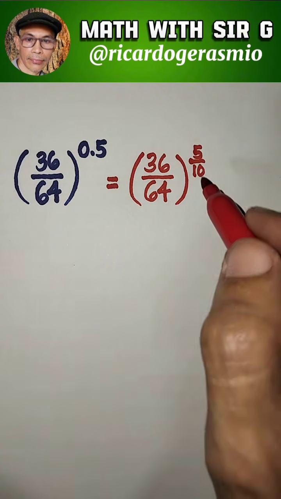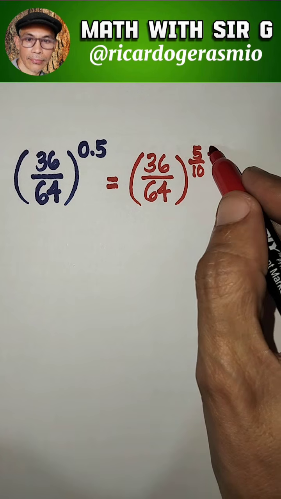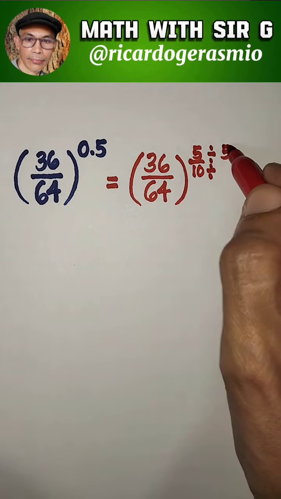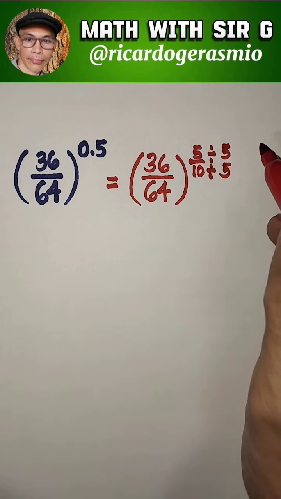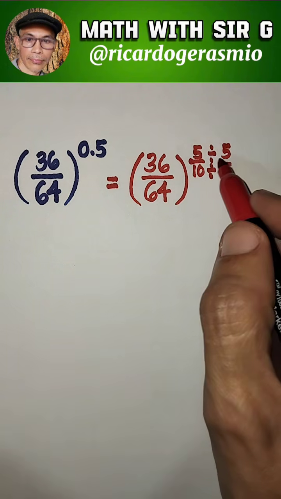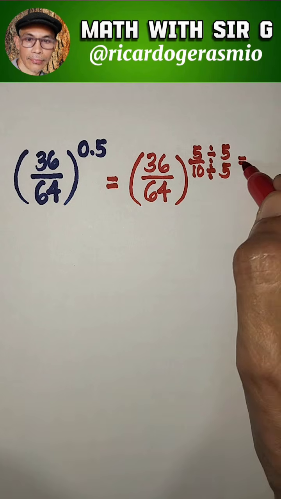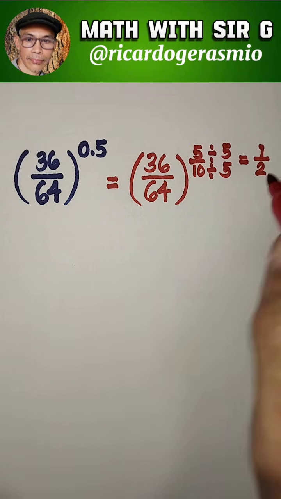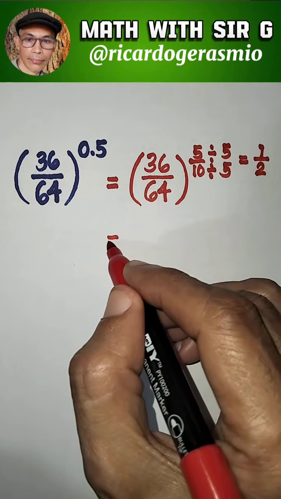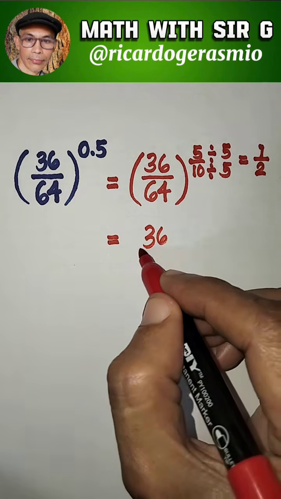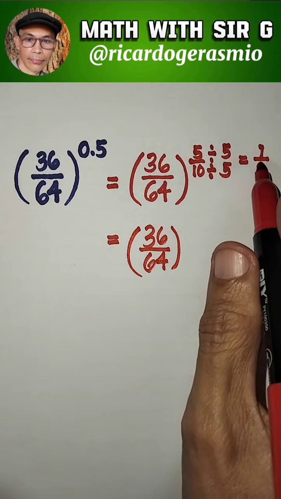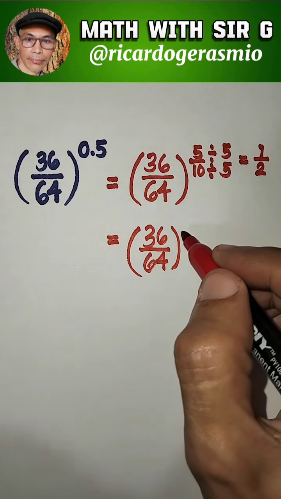So we have 5 divided by 5 and 10 divided by 5. So we have 5 divided by 5 is equal to 1, and 10 divided by 5 is 2. So this is 1/2. Okay, so let's copy 36 over 64, and then put 1/2 as the exponent.